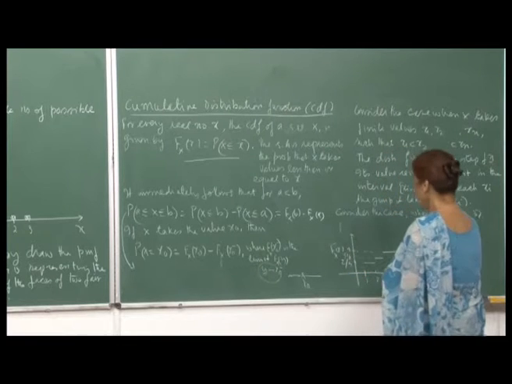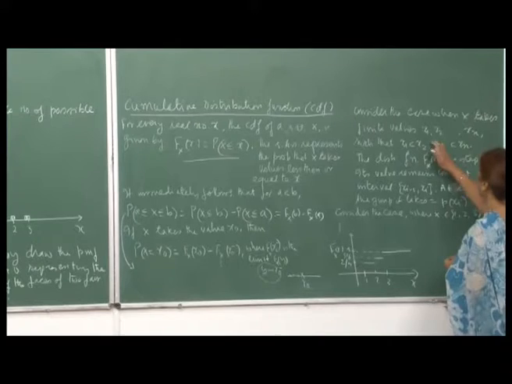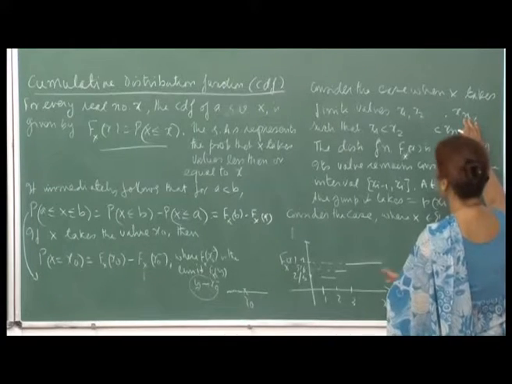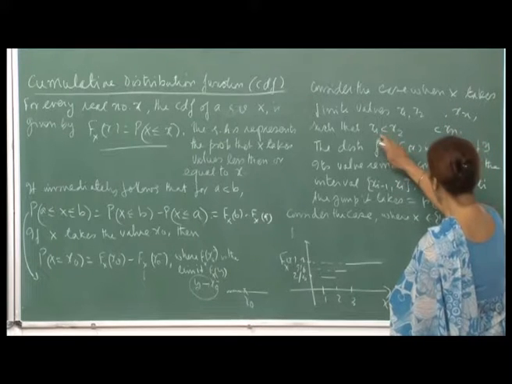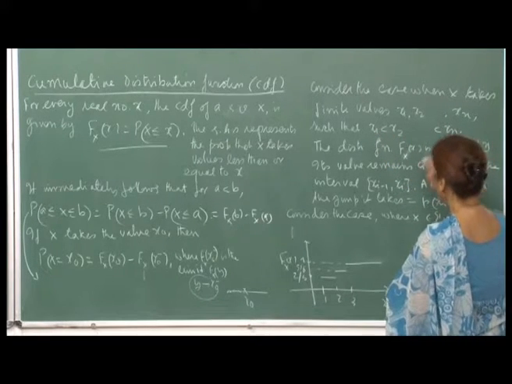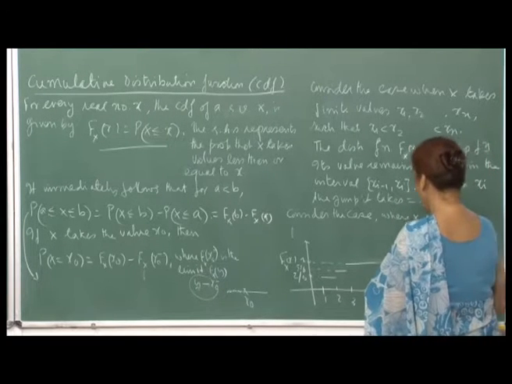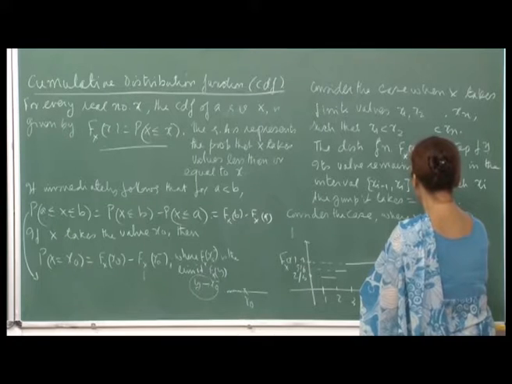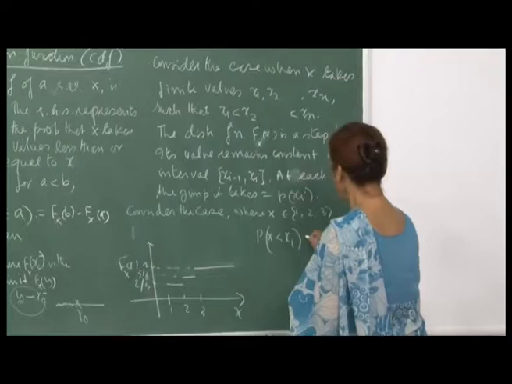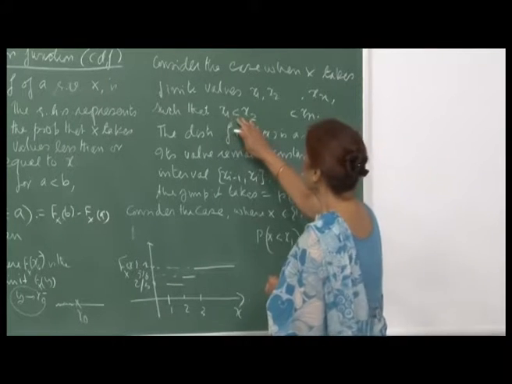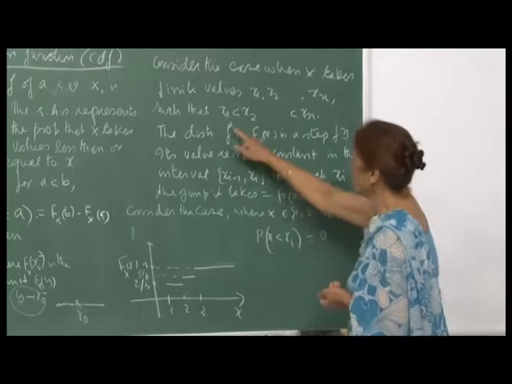So, now let me just spell out the values here. Essentially what I am saying is that if x 1, x 2, up to x n are the finite n values that the random variable x takes, and x 1 is less than x 2 is less than x n, then the distribution function F_X is a step function. Probability x less than x 1 is 0 in this case, because it is not taking any values less than x 1, and x 1 is the smallest value here.